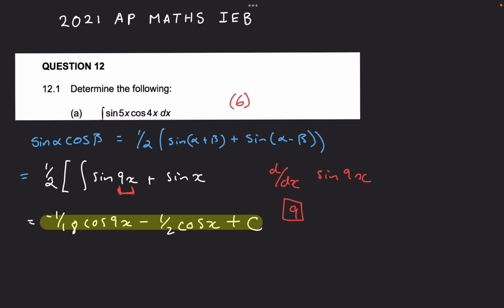I definitely think the biggest places where you could have gotten caught out is by forgetting to reverse the chain rule with the sine 9x and potentially forgetting this good old-fashioned trig identity.